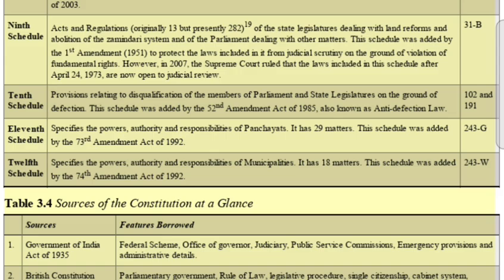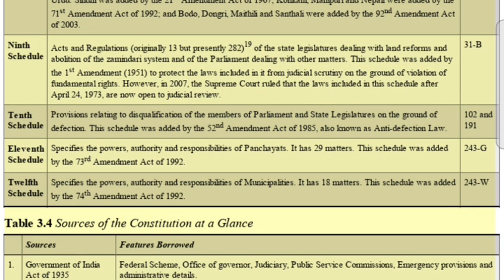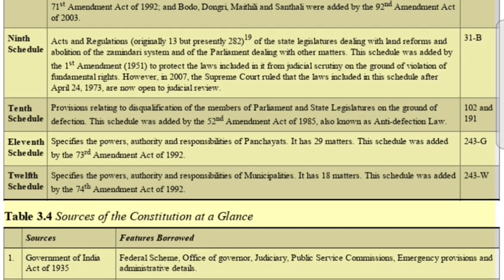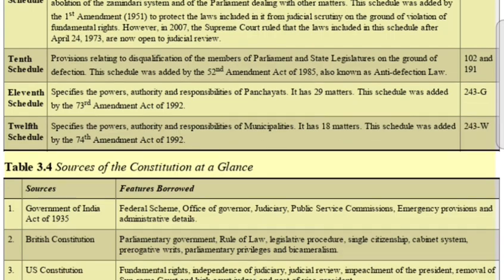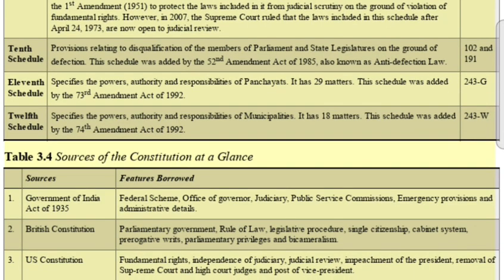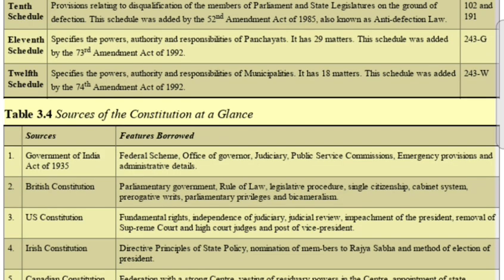Article 31B. 10th Schedule: Provisions relating to disqualification of the members of Parliament and state legislatures on the ground of defection. This schedule was added by the 52nd Amendment Act of 1985, also known as the Anti-Defection Law. Articles 102 and 191. 11th Schedule specifies the powers, authority and responsibilities of panchayats. It has 29 matters. This schedule was added by the 73rd Amendment Act of 1992.